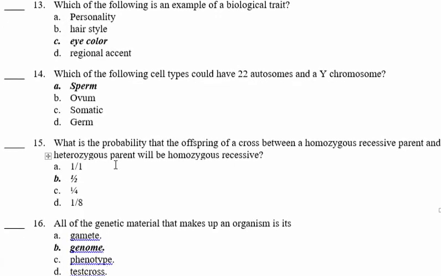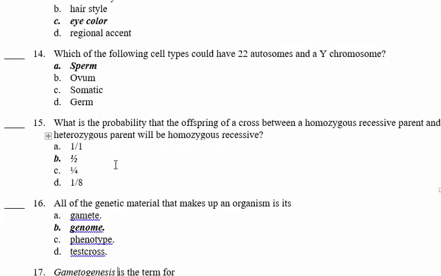14. Which of the following cell types could have 22 autosomes and a Y chromosome? The Y chromosomes are only present in sperms. The ova contain X chromosomes only.